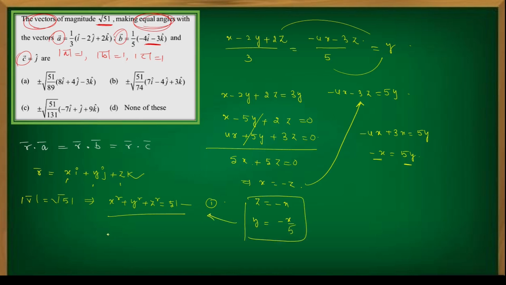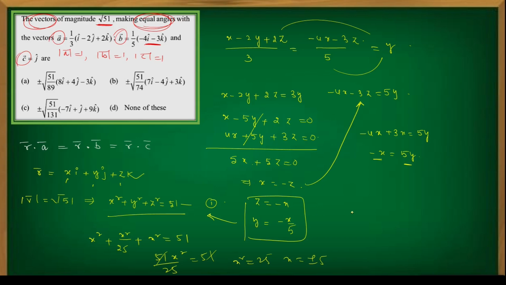Here x square plus y square plus z square, which is equal to 51. So 25 LCM, 25, 25, 50 and 51. So 51x square by 25 is equal to 51. So 51, 51 cancel. X square is equal to 25. Therefore you get x is equal to plus or minus 5. Then you can get y, then you can get z, then you can get R bar also.